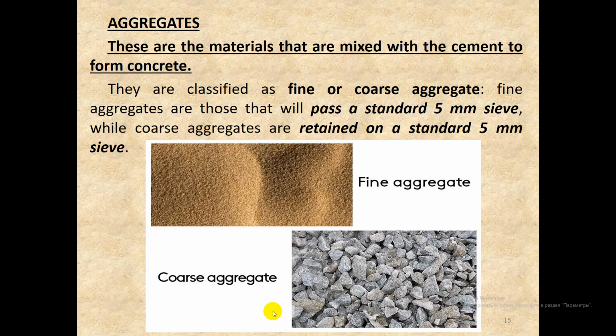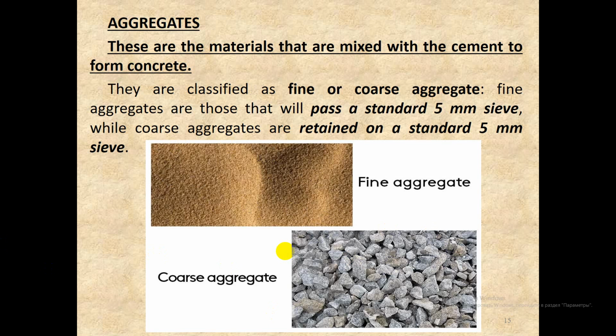Aggregates. These are materials that are mixed with the cement to form concrete. They are classified as fine or coarse aggregate. Fine aggregates are those that will pass a standard 5 mm sieve, while coarse aggregates are retained on a standard 5 mm sieve. This is a fine aggregate and this is a coarse aggregate.